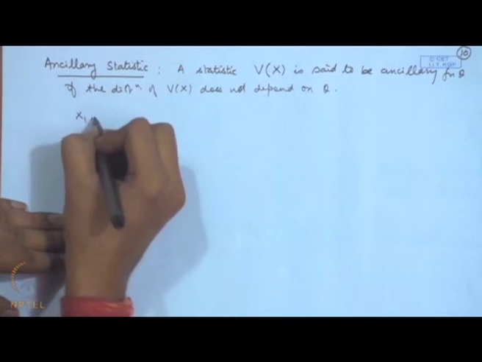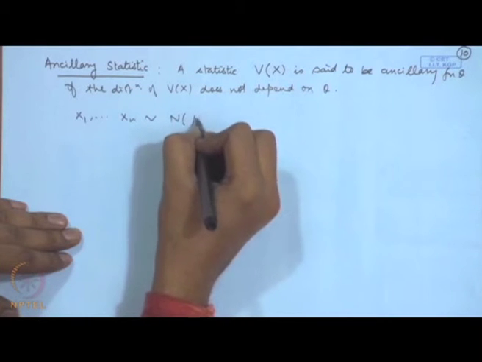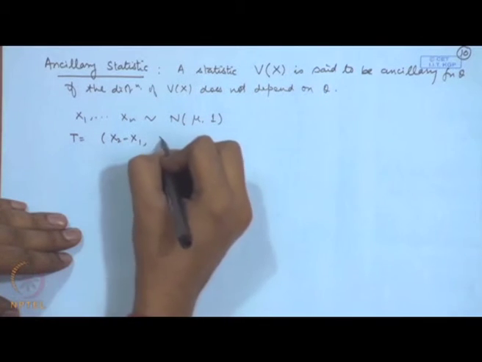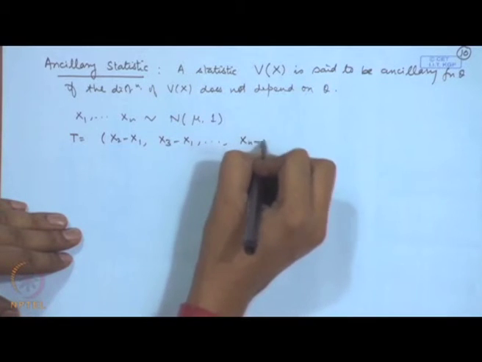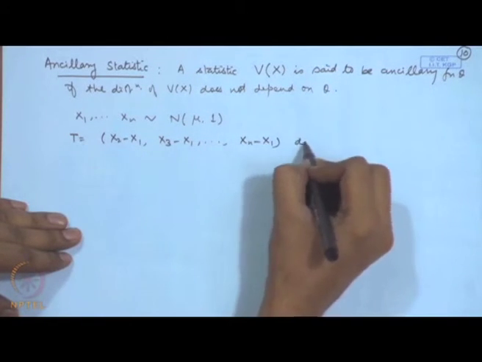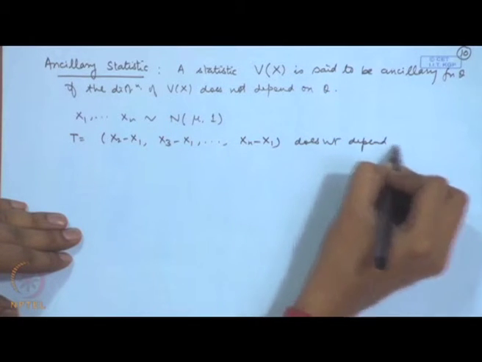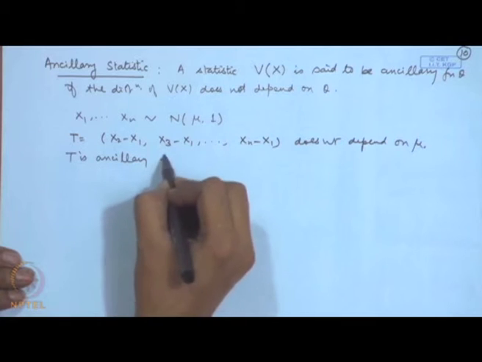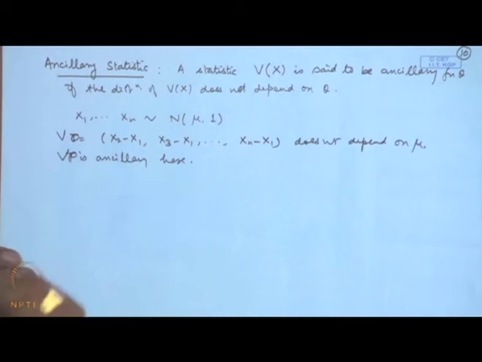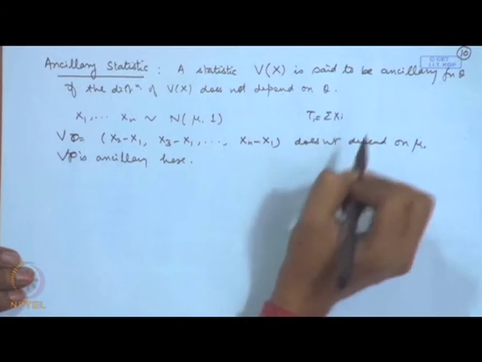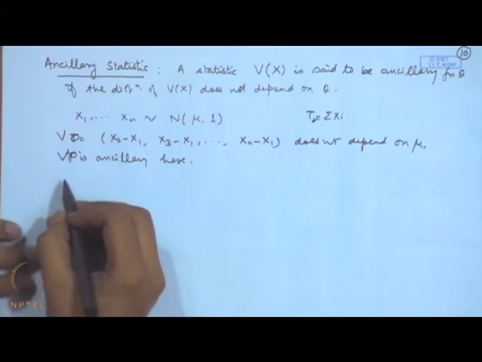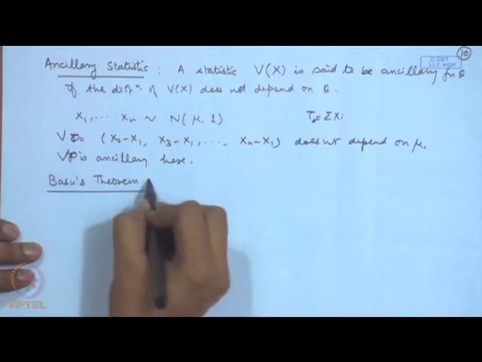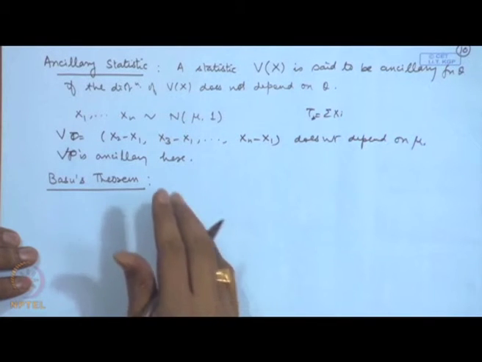For example, if I consider X_1, X_2, ..., X_n following normal(μ, 1) and I consider as statistic X_2 − X_1, X_3 − X_1 and so on, X_n − X_1, then the distribution of this does not depend on μ. So, this is ancillary here. Let me call it V here, because T we use for the sigma X_i here or X bar. Then we have the following theorem called Basu's theorem, named after D. Basu.